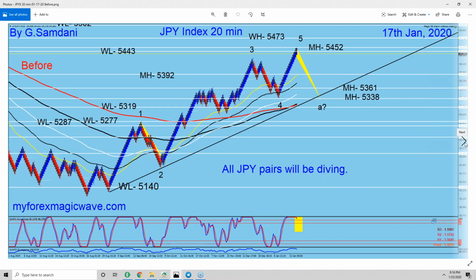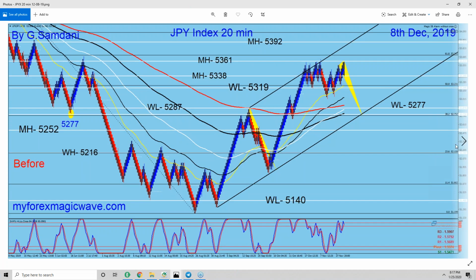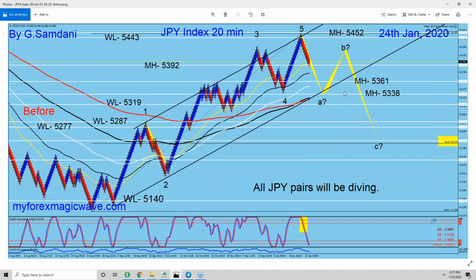So maybe let me show you that chart. Anyway, I make the chart. So this is what happened so far, right? And because of that, I was able to take all those yen pairs to the downside. And then I made another chart, if I have it here. Yeah, here we go, right?